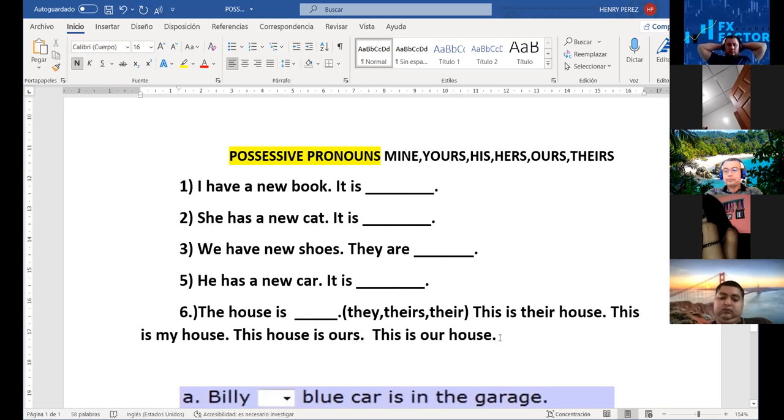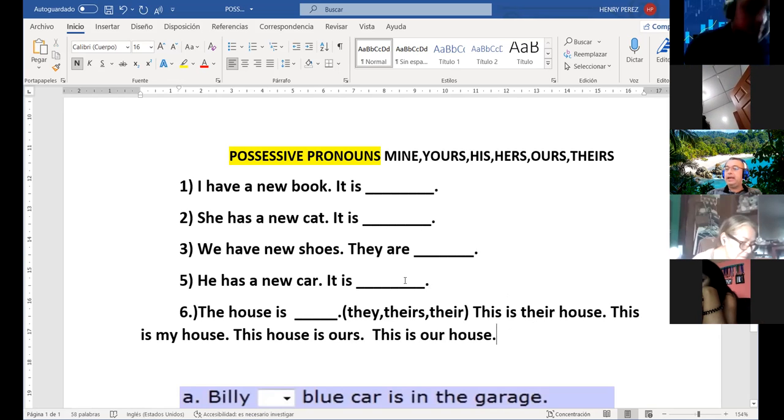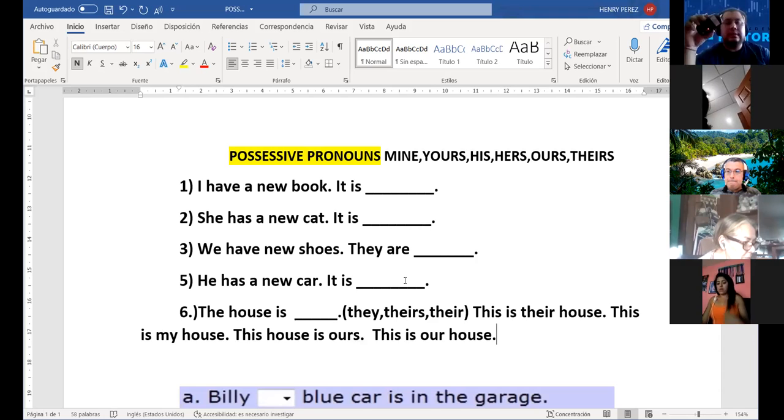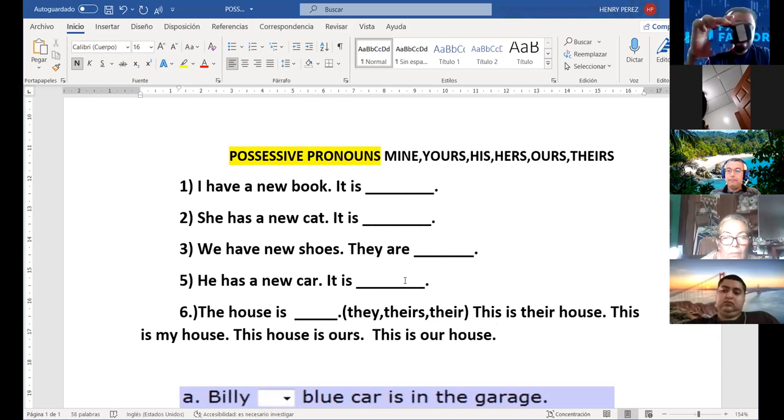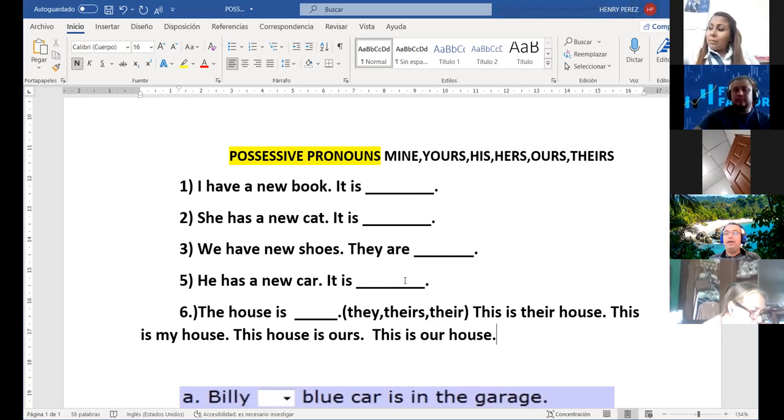Okay. Now, ¿alguien me puede dar un ejemplo? Con my y mine. José. Puedes agarrar cualquier objeto y muéstralo a la cámara y dinos possessive adjective y luego possessive pronoun. Algo que es tuyo. This is my mouse. Okay. Y ahora el possessive pronoun. This mouse is mine. Excellent. Muy bien. Very good.